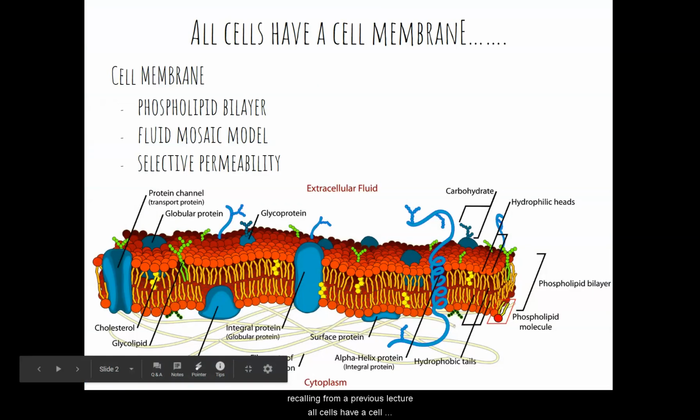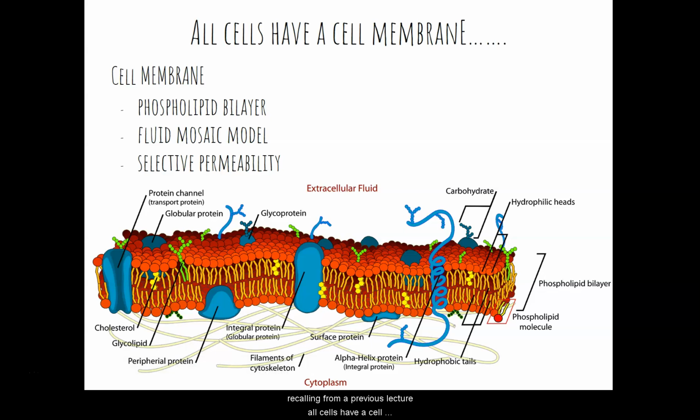So recalling from our previous lecture, all cells have got a cell membrane. A cell membrane is made of a phospholipid bilayer and can be described using a fluid mosaic model. Cell membranes have got selective permeability, which means that they allow some chemicals in, but not all chemicals, and they can choose what they let in or out. And the mechanism by which they're selectively permeable is really interesting.